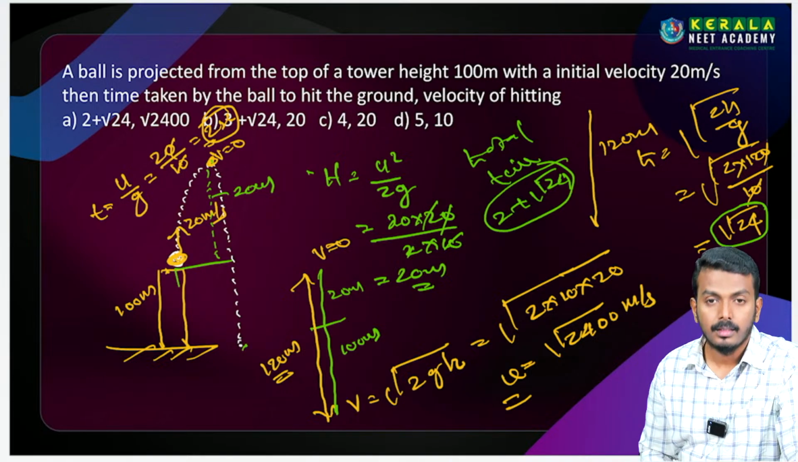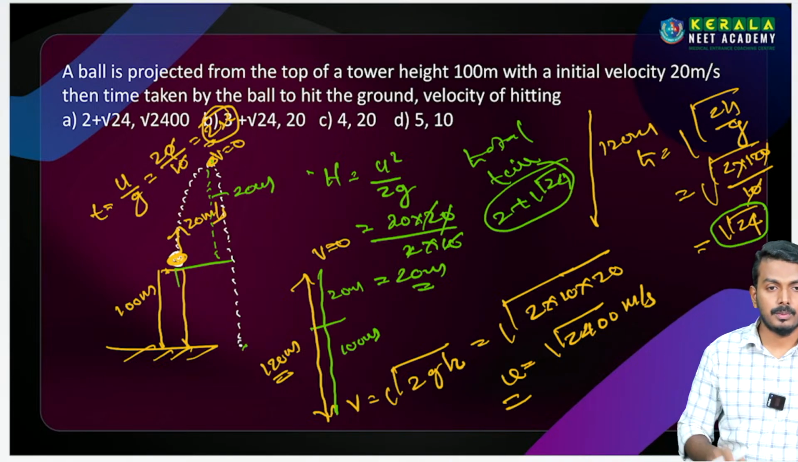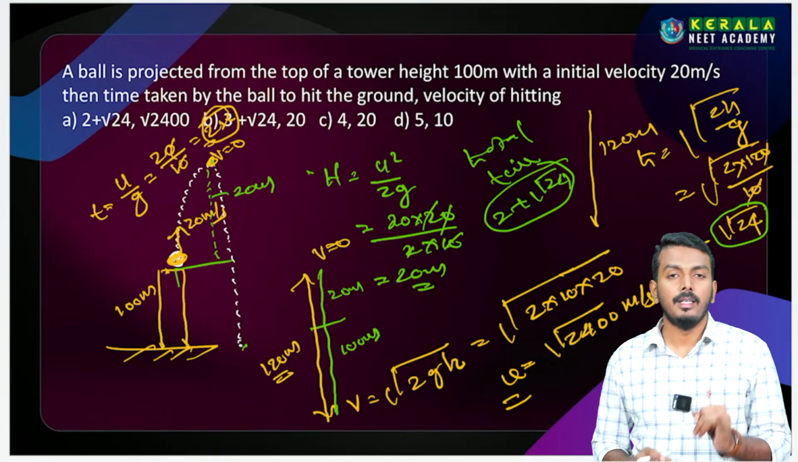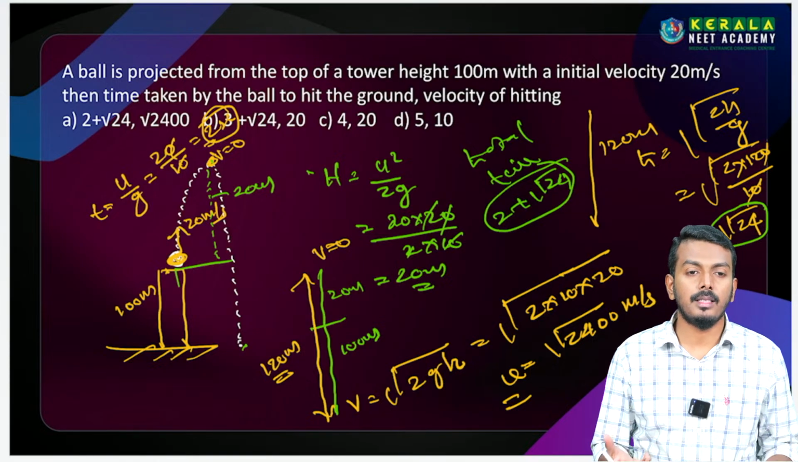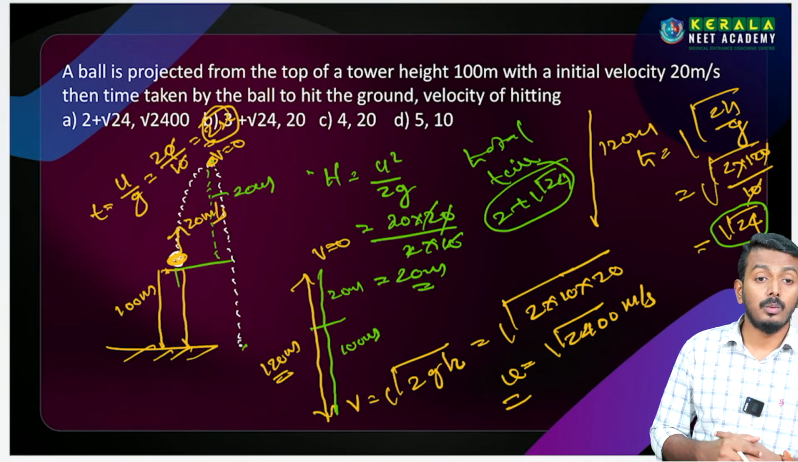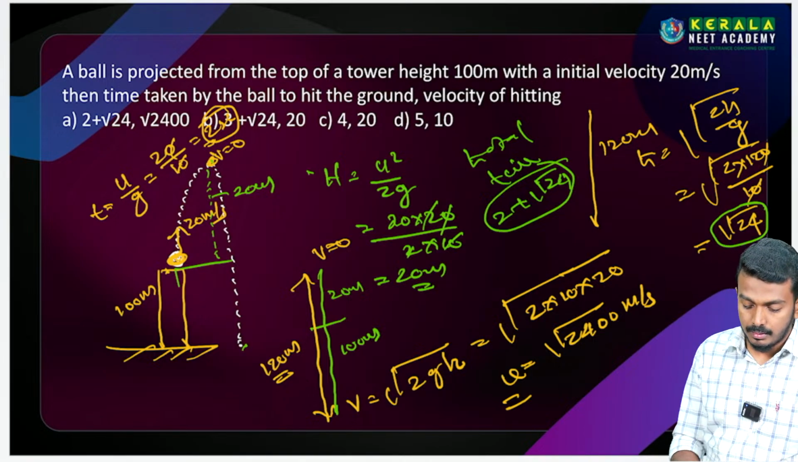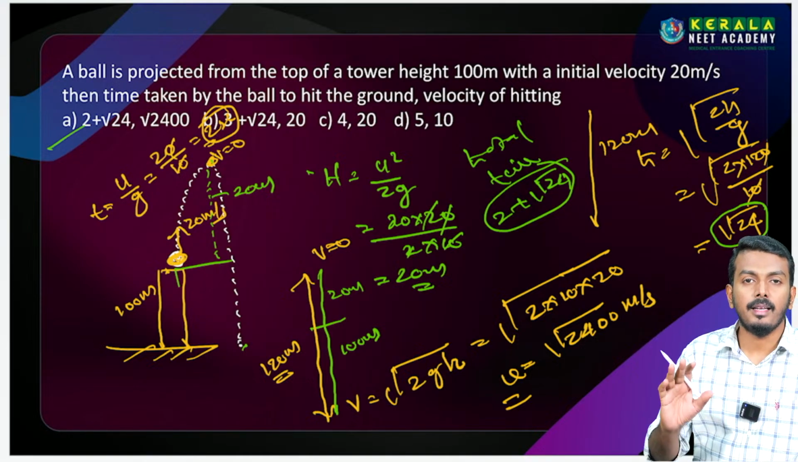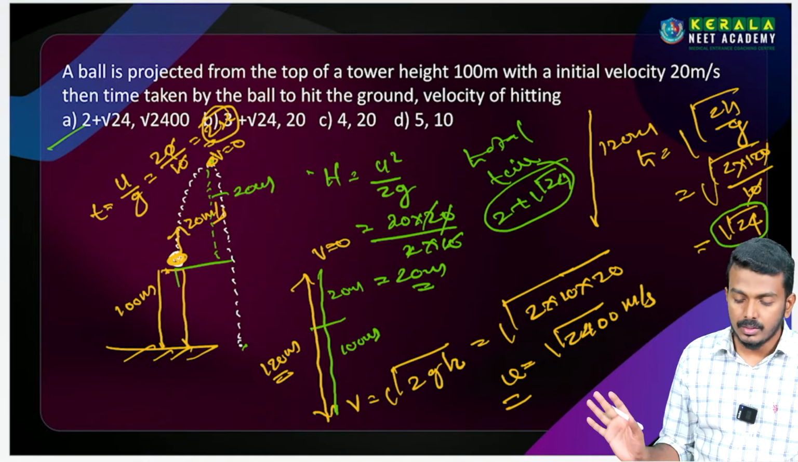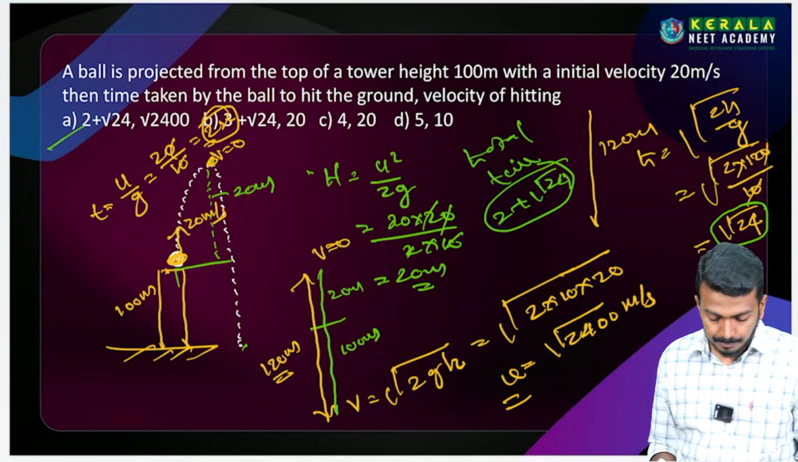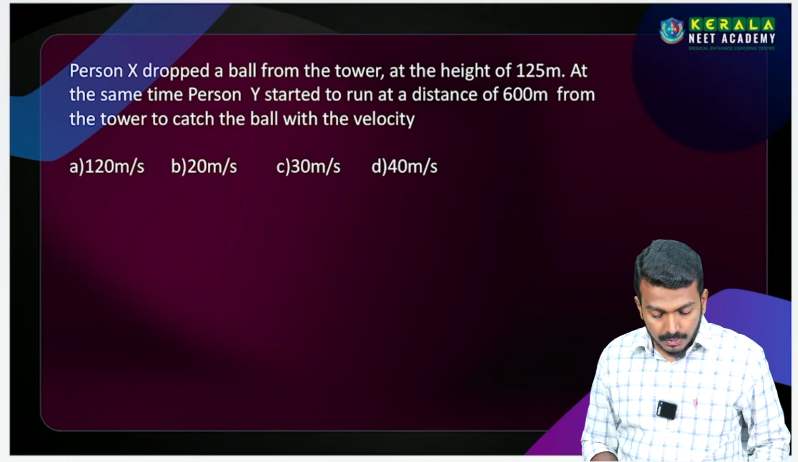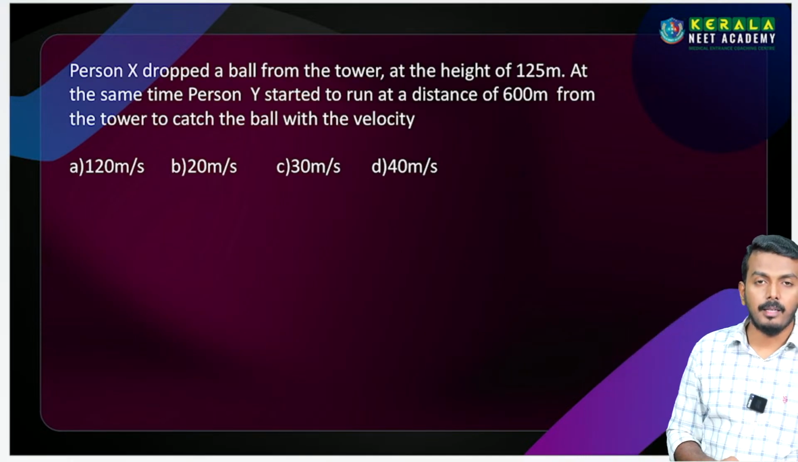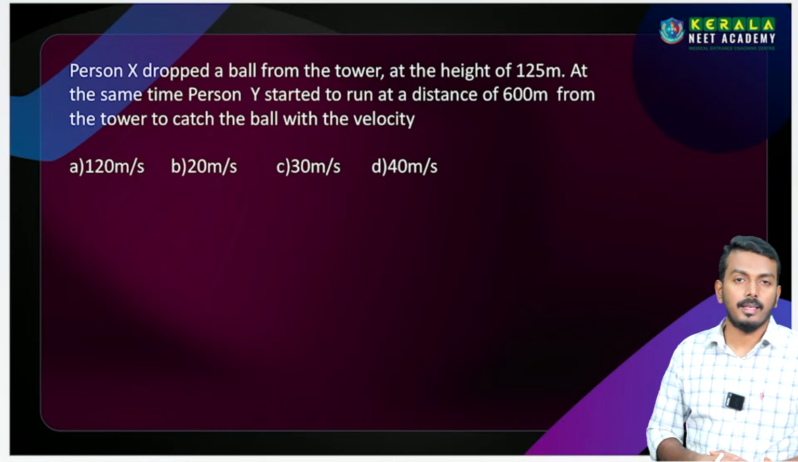Okay. Which option is more correct? First option. What is the time taken? 2 plus root 24, and what is the distance covered by the body? Root of 2400. The first option is the correct answer. Means we are solving the entire question by using what? Shortcut only. Anyway, come to the next question. This is another type of question. You can use our shortcut directly.